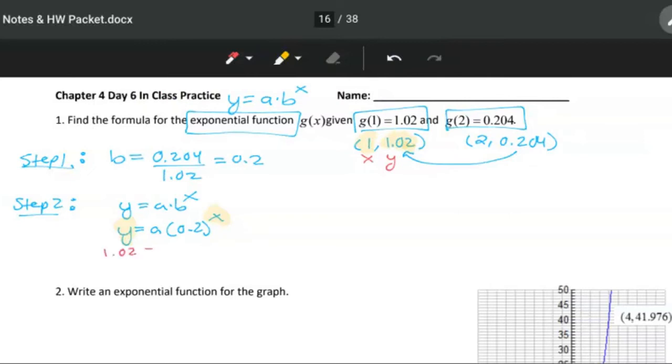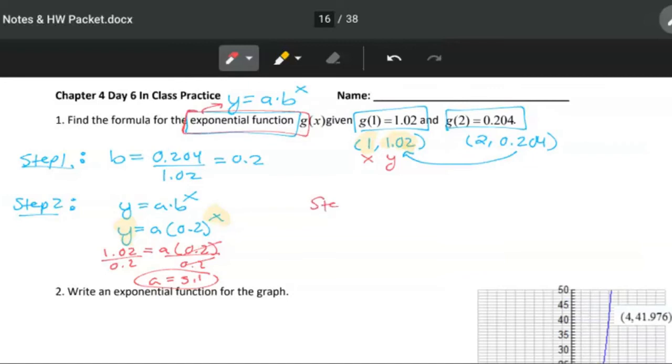So it's going to be 1.02 equals a times 0.2 to the first power. And really, anything to the first power is itself, so you really don't need that. To solve for a, you could just divide both sides by 0.2. The 0.2's cancel, so we get a equals 1.02 divided by 0.2, which in your calculator gives 5.1. So a is 5.1. Remember, the goal wasn't to find a, it's to find an exponential function in this form.